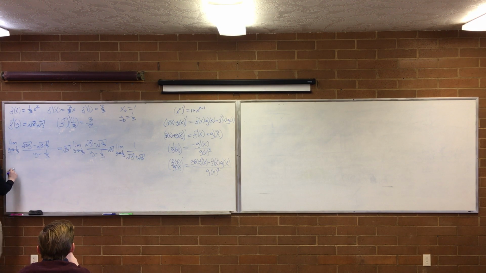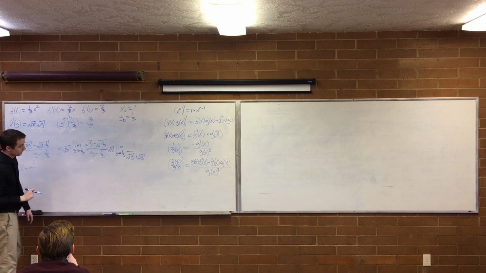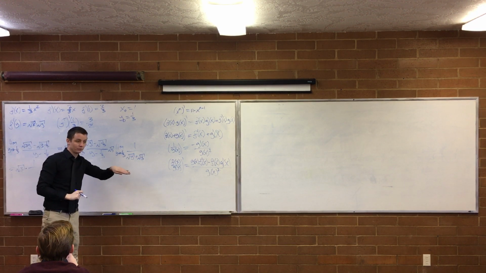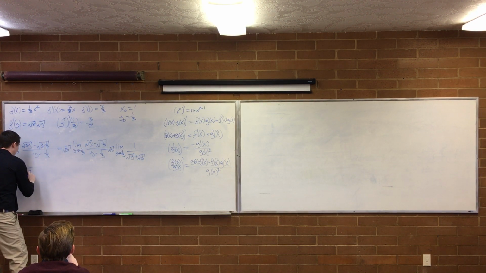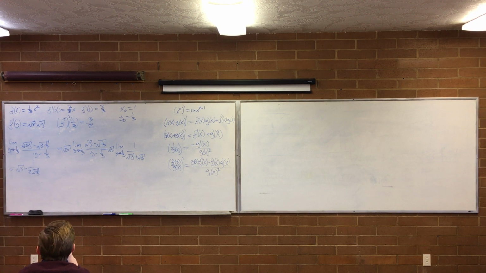Take our limit. So we get the square root of 3 times 1 over the square root of 1/3 plus the square root of 1/3, or 2 square roots of 1/3. Good? Times top and bottom by the square root of 1/3.